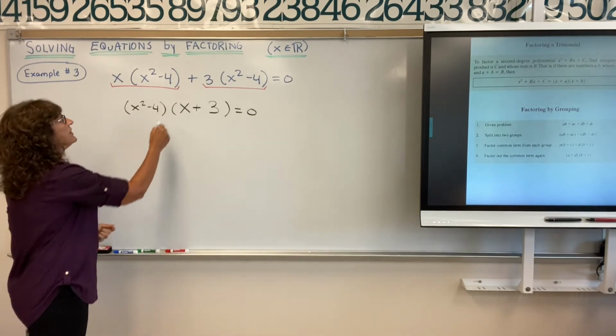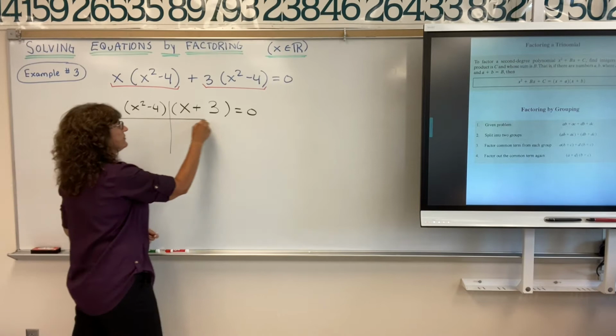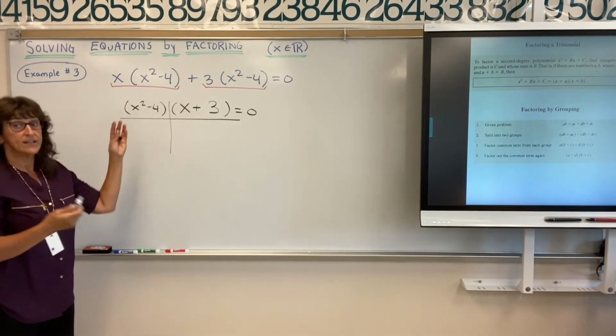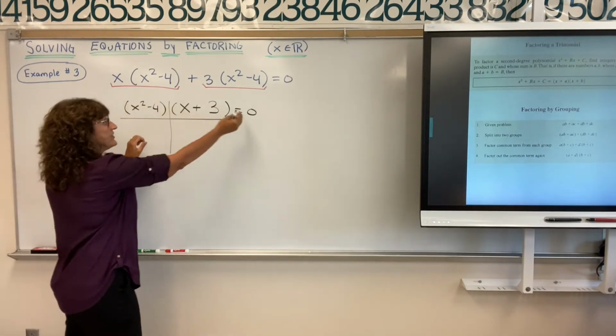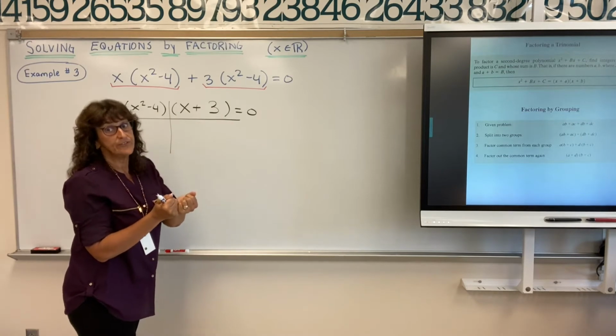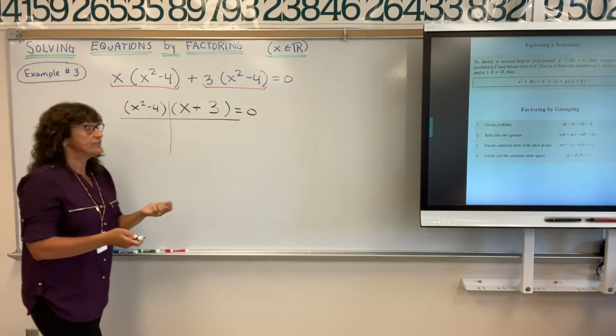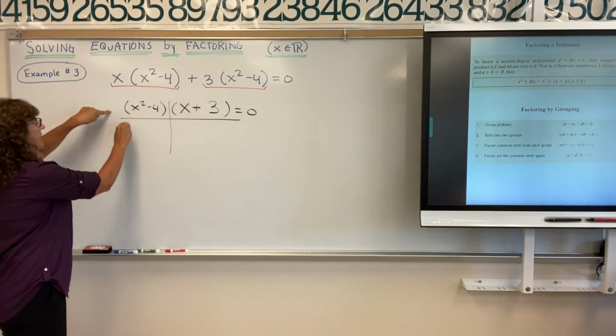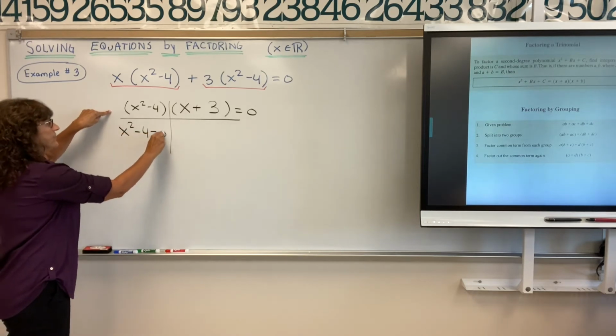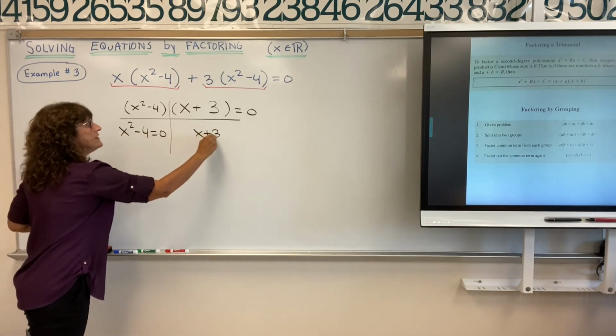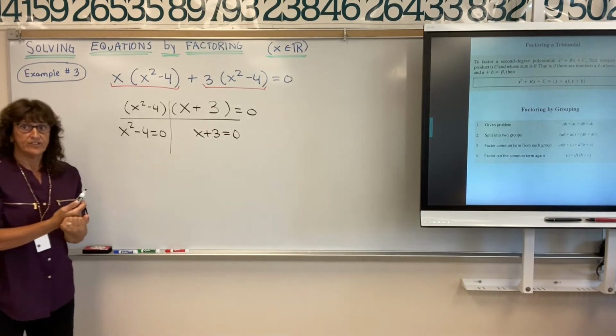How do we solve? Well, when do you have a product equal to 0? This times this equals 0. When is a product equal to 0? When either one of the factors is 0. So take x squared minus 4 and set that to 0. We're going to take x plus 3, set it equal to 0, and solve each of these.